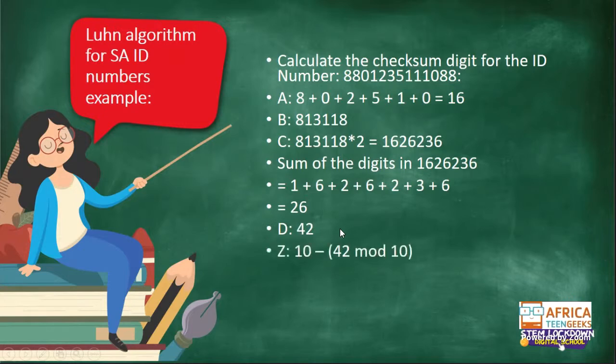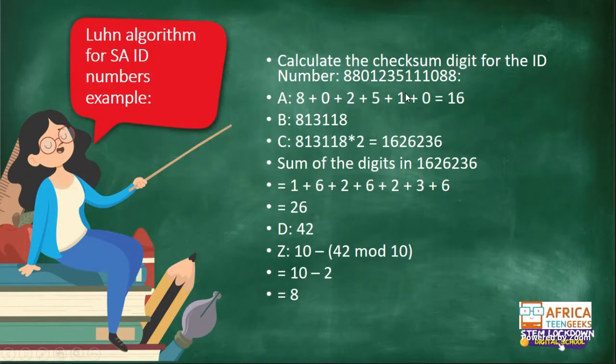And then finally, I work out my check digit at the end. So I'm saying 10 minus 42 modulus 10. So what is 42 modulus 10? 10 goes into 42 four times, and the remainder is 2. So I'm saying 10 minus 2, which equals 8. And that 8 corresponds with my check digit.